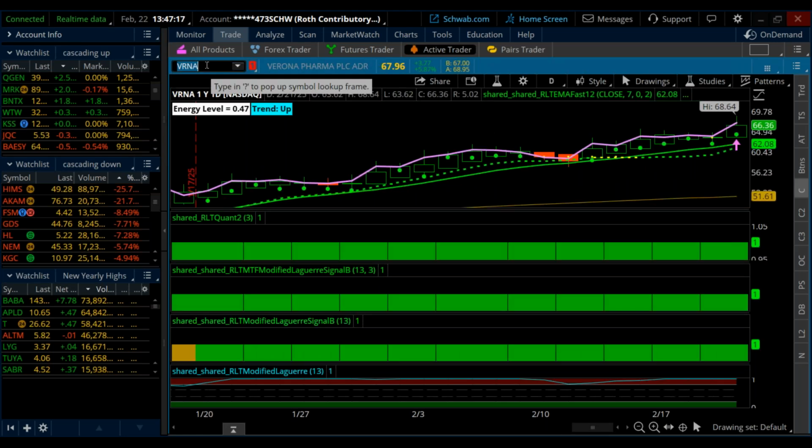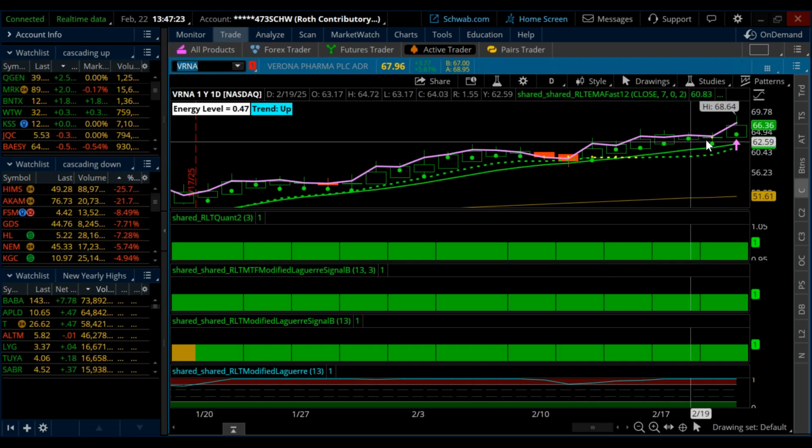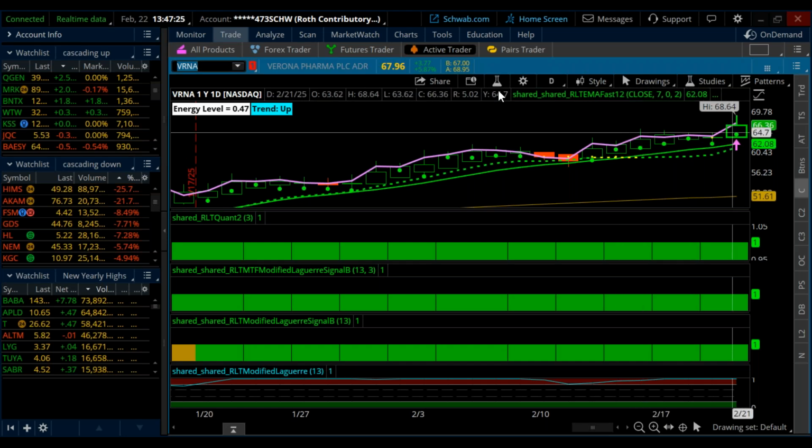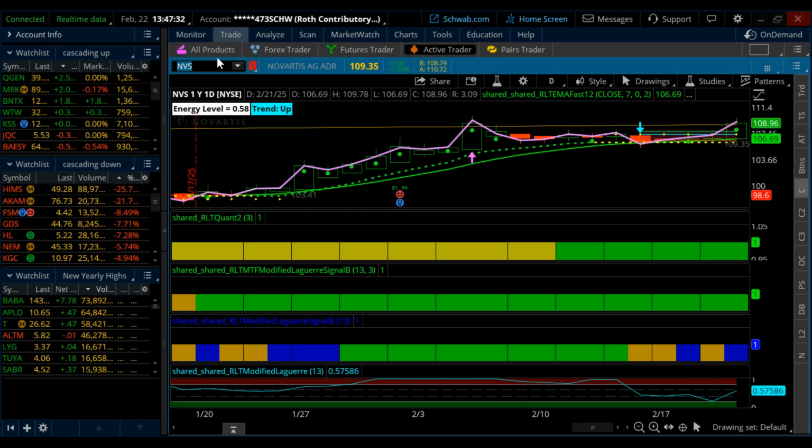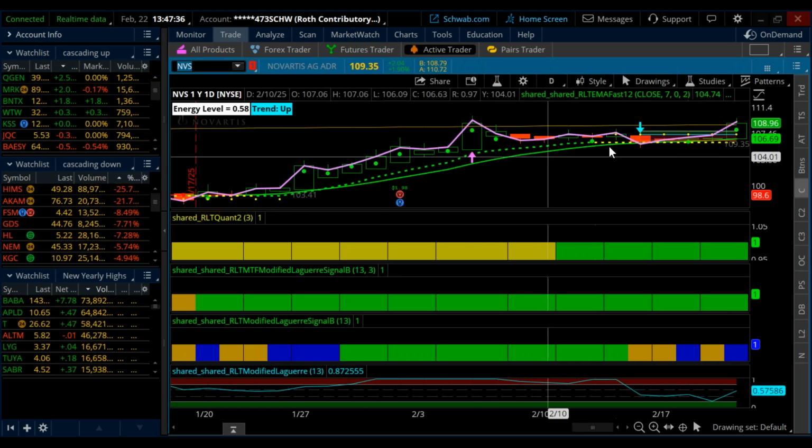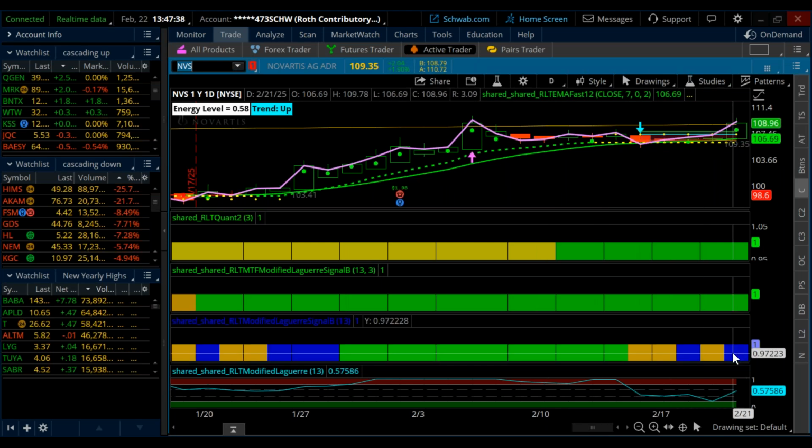VRNA, that was one we looked at long, beautiful. Green across the board, breaking out, absolutely out of compression, perfect setup for a long right here on VRNA. Again, we're looking for high probability trade setups, the highest probability trade setups we can find. Here's NVS. This just switches back and forth a couple times, but we've got blue and green, that's fine. Both bullish. Looks really nice. It's breaking out. Another nice setup on NVS.